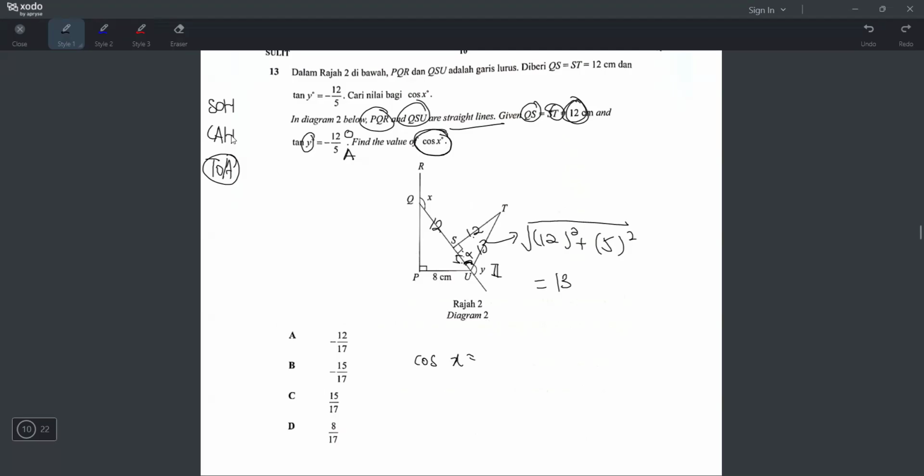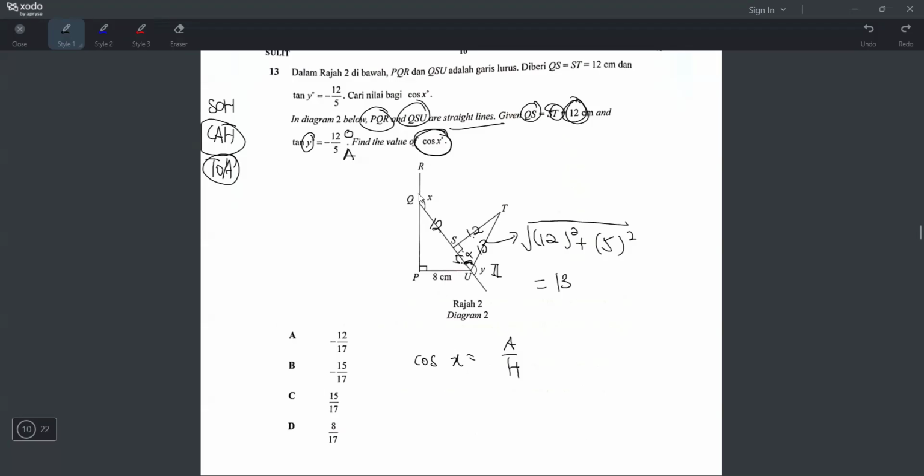Cos formula is this one, A over H, so adjacent over hypotenuse. But you have to check your x angle first and see whether it's in quadrant 1 or not. If it's not in quadrant 1, you better find the reference angle, same thing like what I said just now. I always teach like this in my tuition class also. I will say the same thing to my students: if they are doing trigonometry, check the angle first.